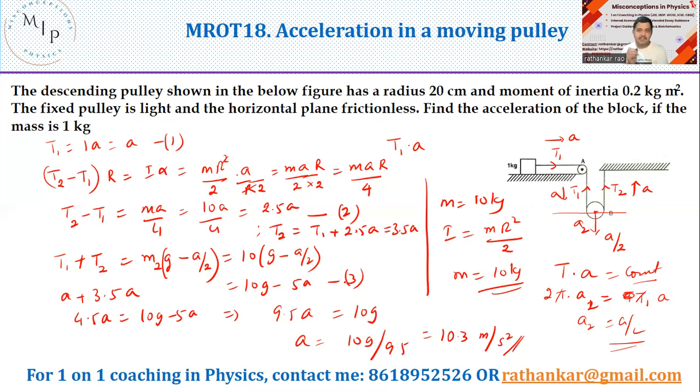Okay. So what is the misconception here? The misconception here is that whenever a pulley rolls, the acceleration of the center of mass of the pulley would be half of, what is this? The acceleration of the string. That's the first misconception. And secondly, when you are applying your free body diagram, you should see to it that the net acceleration here is G minus A by 2 and not just G. So if you apply these two, then you will get the correct answer.